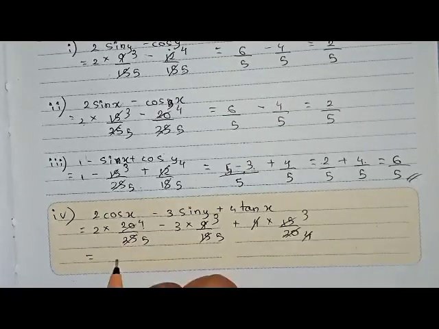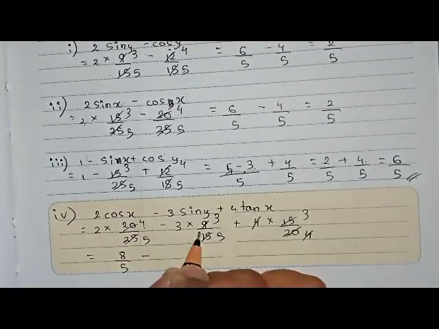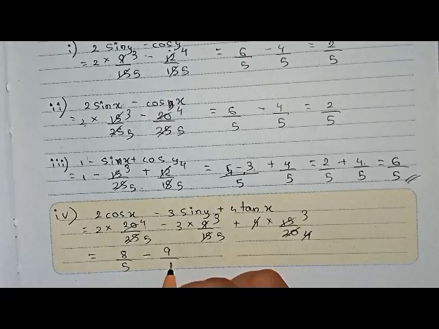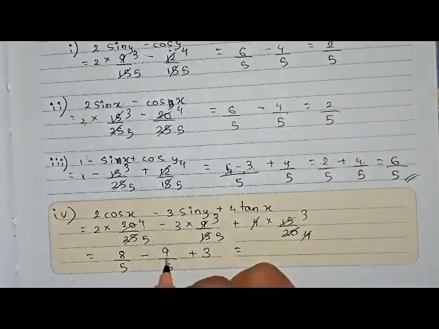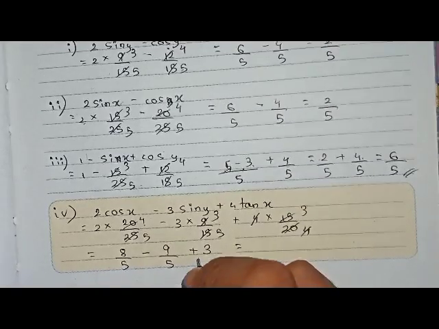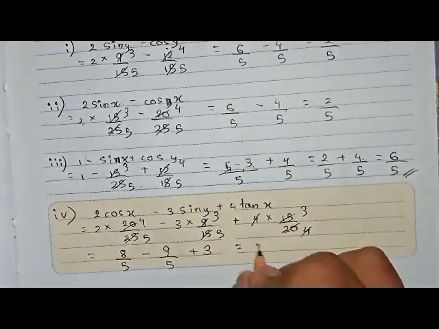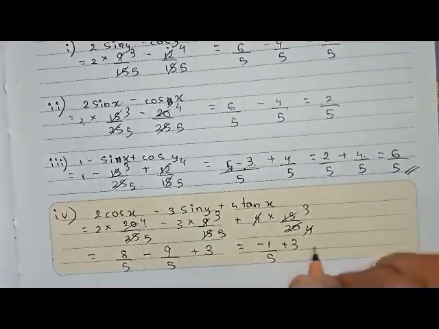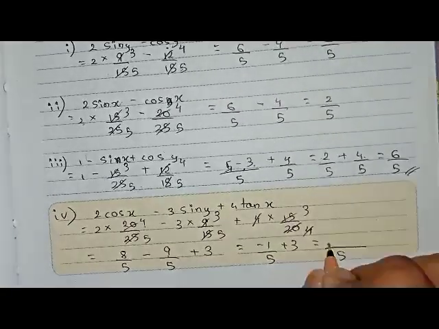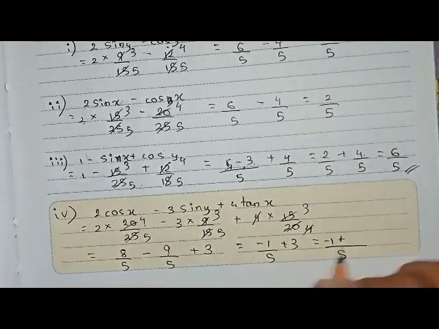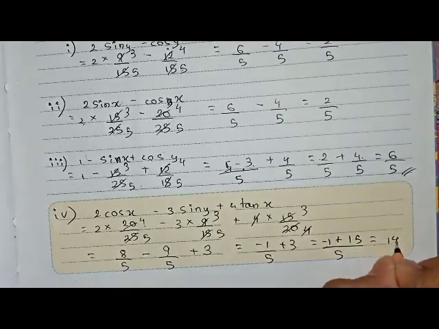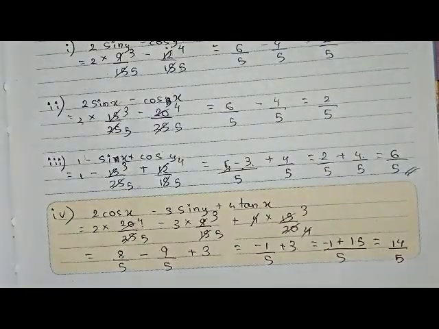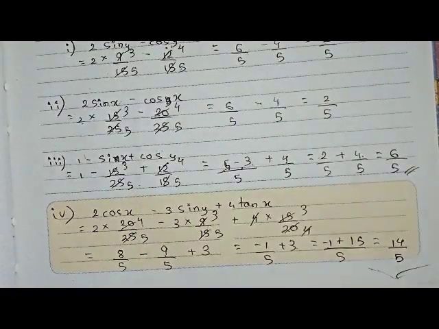So here 2 4s are 8. 8 by 5 minus 3 3s are 9. 9 by 5 plus 3. So 8 minus 9 is equal to minus 1 by 5 plus 3. So here 5 we take. Minus 1 plus 5 3s are 15. So minus 1 plus 15 will be equal to 14. So 14 by 5. This is the final answer for this question.